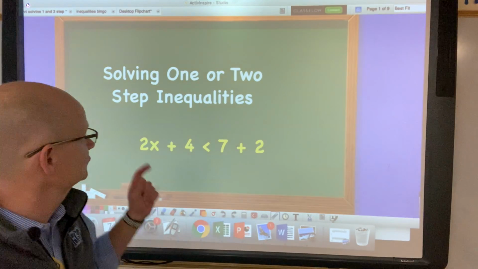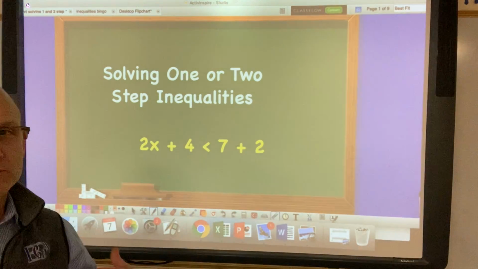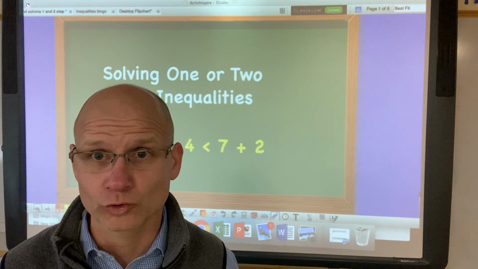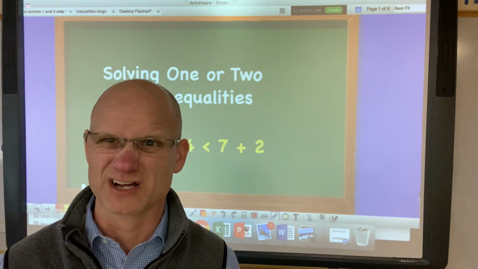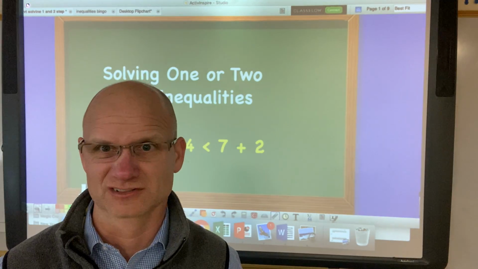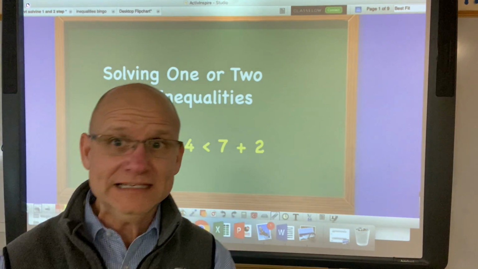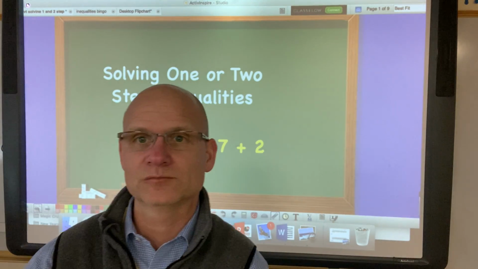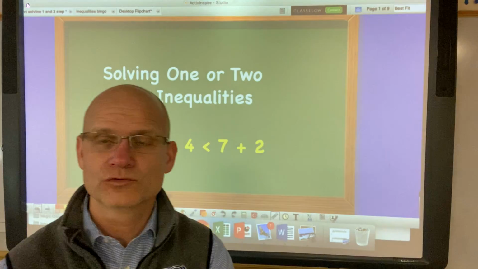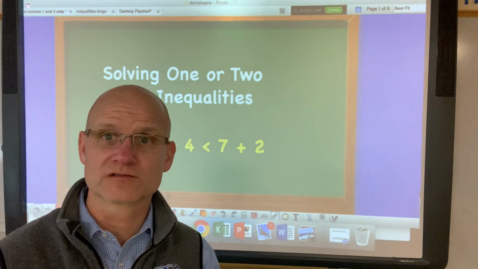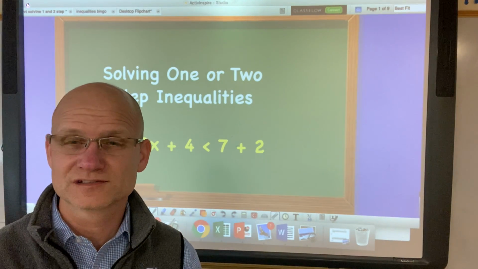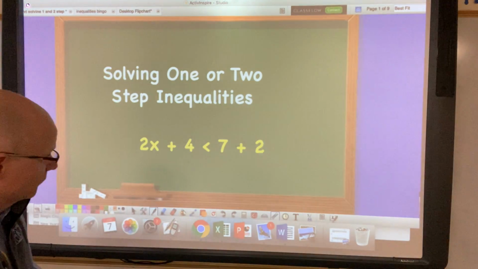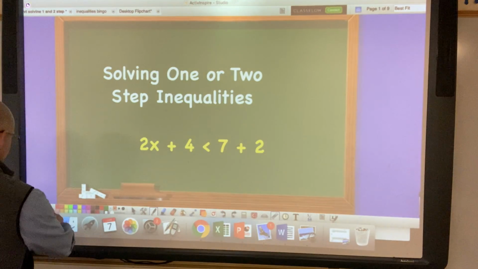Today's lesson is solving one or two-step inequalities, but really the lesson is learning nothing new. That's right. We're going to watch a video tutorial. You're not going to really learn anything new here because an inequality is very similar to an equation. And so the steps that you would go through in solving an inequality are really similar to the steps involved in solving an equation. So let me just show you what I'm talking about.